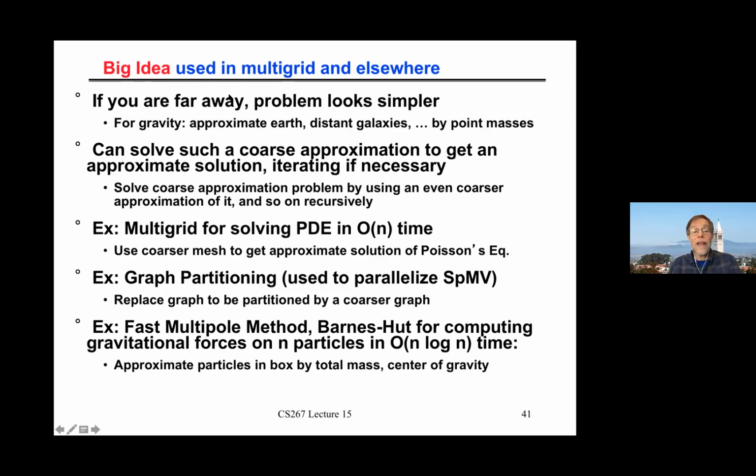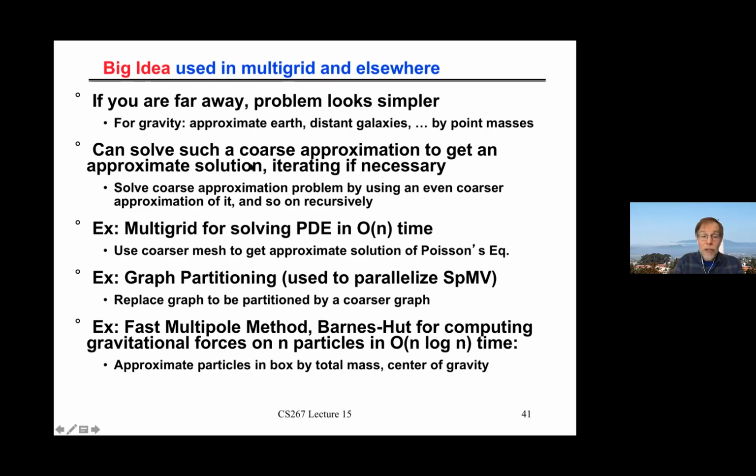The intuition is that if you're very far away from something, the problem somehow looks simpler. And I believe I mentioned this example in the sources lecture in the case of gravity. If you want to approximate the gravitational force on the Earth from the Andromeda galaxy, it's perfectly fine to approximate it by a point mass instead of having a term for each of the billion stars inside the Andromeda galaxy. And so we're going to do that sort of approximation for Poisson and many other problems as well.